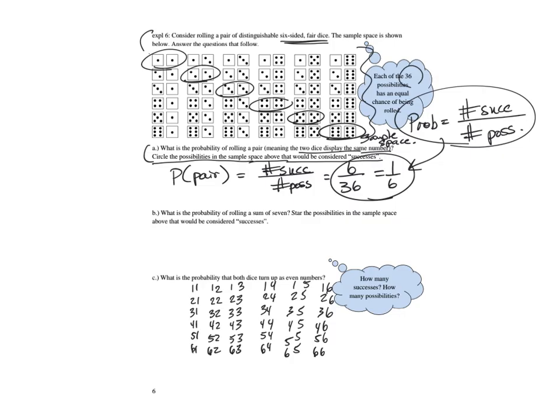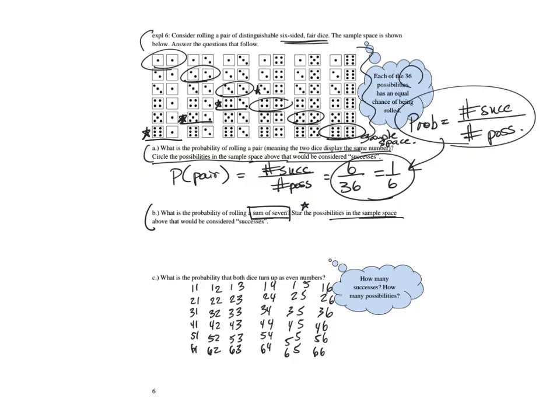What about a probability of getting a sum of 7, as part B asks? Star the possibilities in the sample space. I just told you to star them so that they might stand out a little bit better than the other ones. Okay, so I want a sum of 7. I want my 2 dice to add to 7. Oh, here's 1. 1 and 6. Oh, 5 and 2. Here's 1.